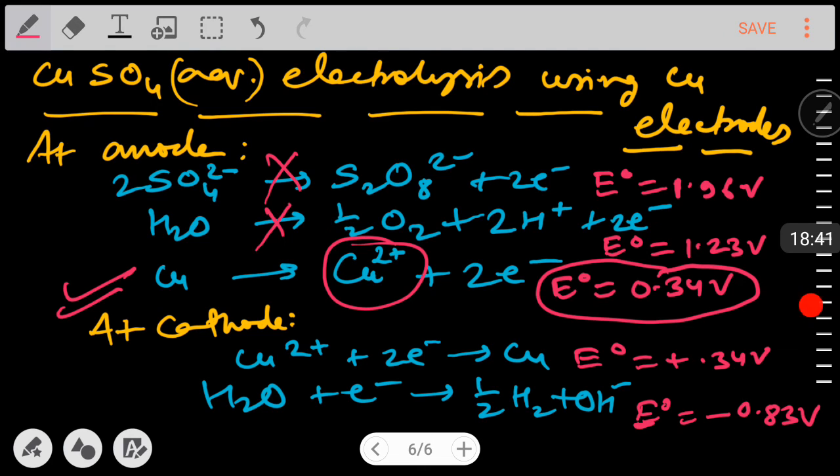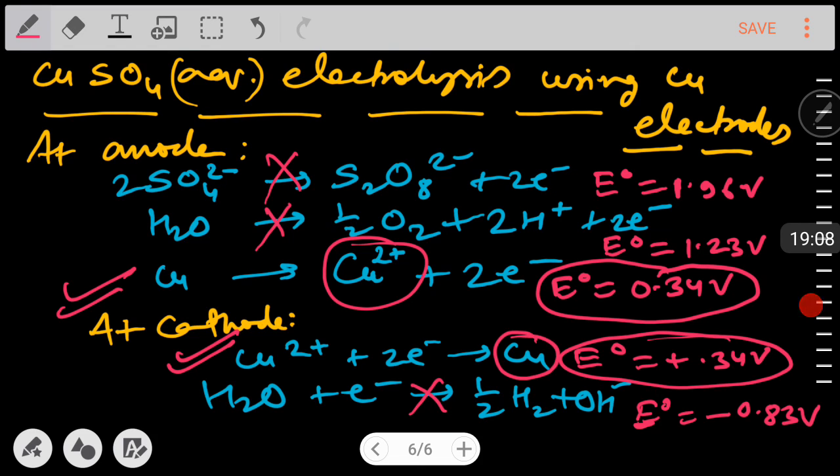Now at the cathode, there will be no change. Here there are two reactions in competition. Copper 2+ ion may be reduced to copper and water may be reduced to H2 and OH- ions. If you compare their E naught values, this value is high. At the cathode the reaction with the higher E naught value takes place with first preference. So the first reaction will take place, the second will not occur. It means you will get copper deposited at the cathode.